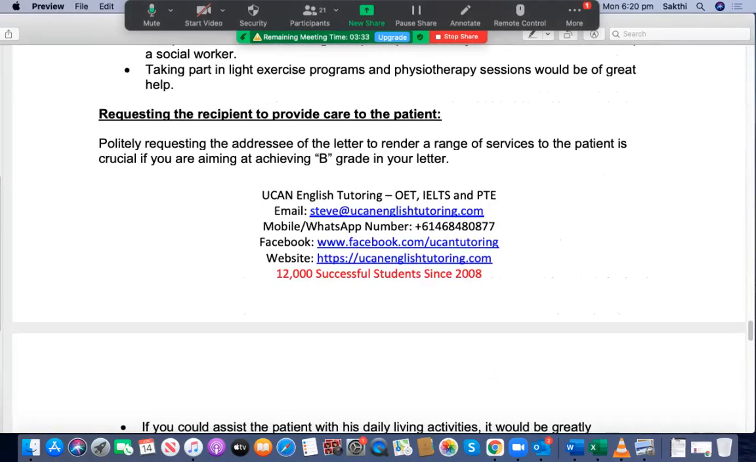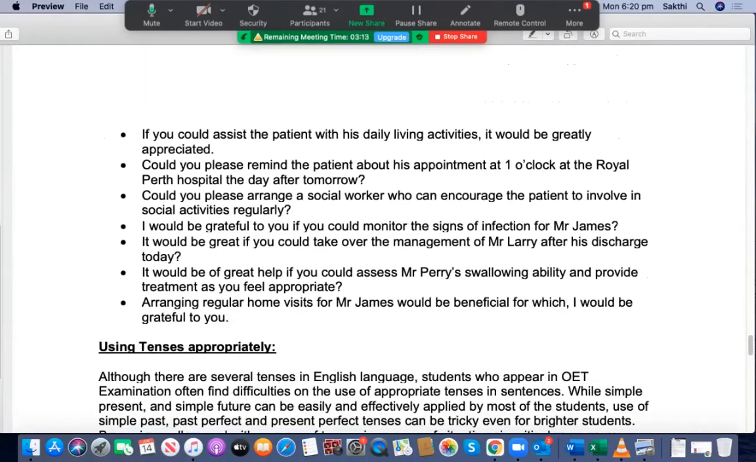Requesting the recipient to provide care to the patient. It's really important that you are polite when you request the addressee of the letter to render a range of services to the patient. It is crucial if you're aiming at achieving B grade plus. All right, what are the phrases?